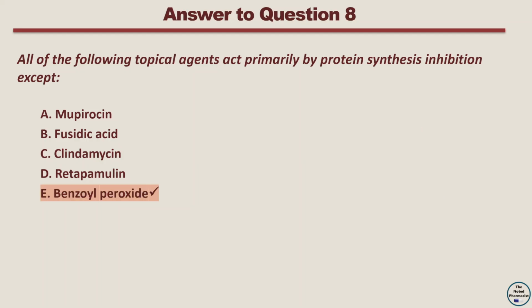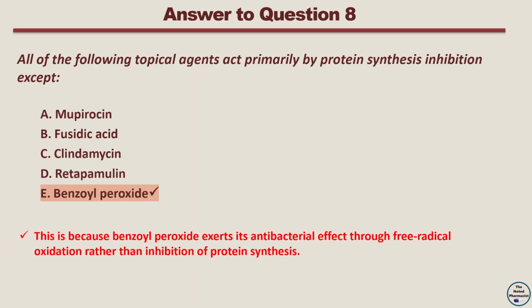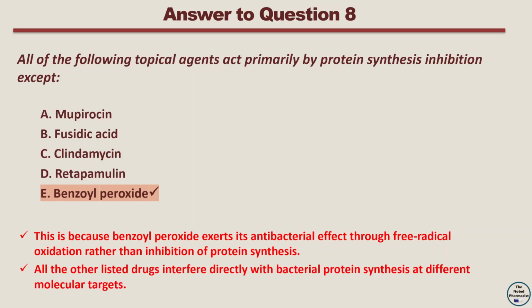The correct answer is option E, benzoyl peroxide. This is because benzoyl peroxide exerts its antibacterial effect through free radical oxidation rather than inhibition of protein synthesis. All the other listed drugs interfere directly with bacterial protein synthesis at different molecular targets.